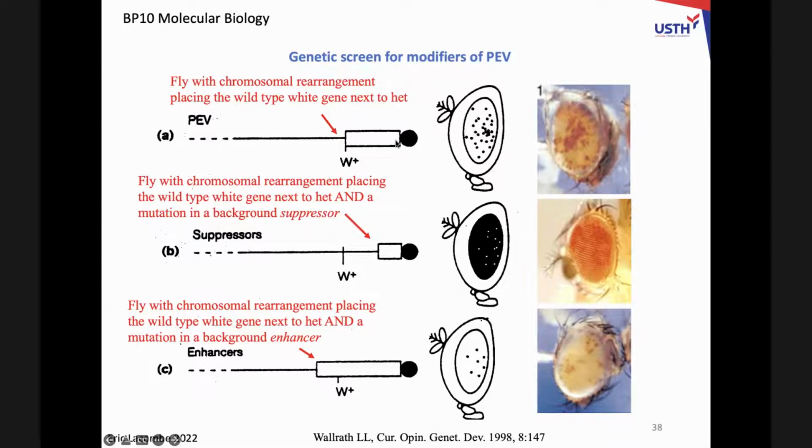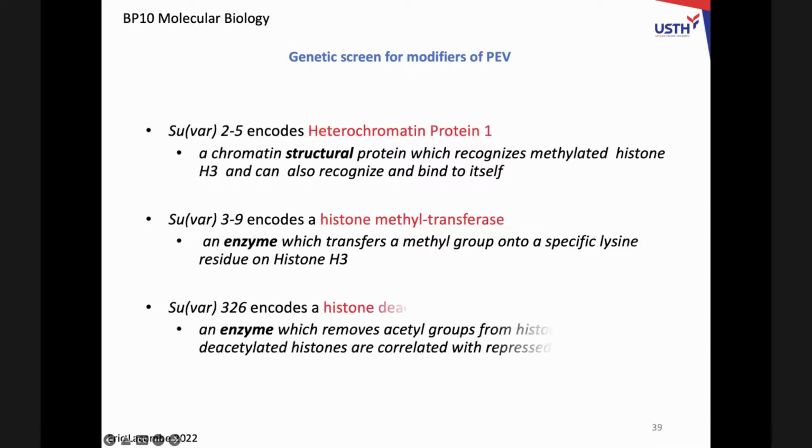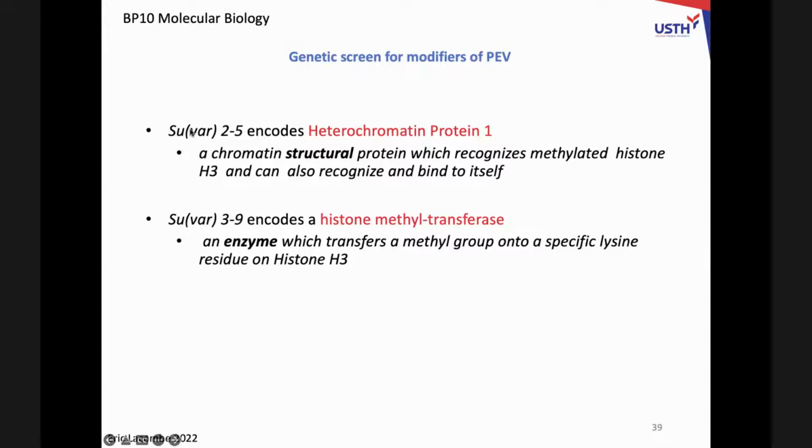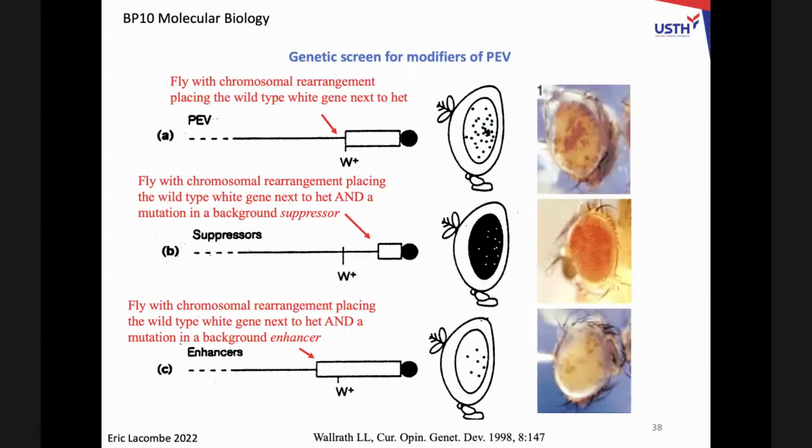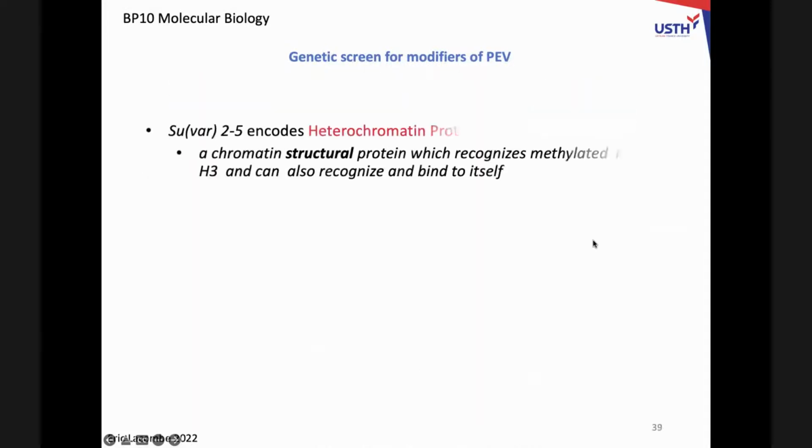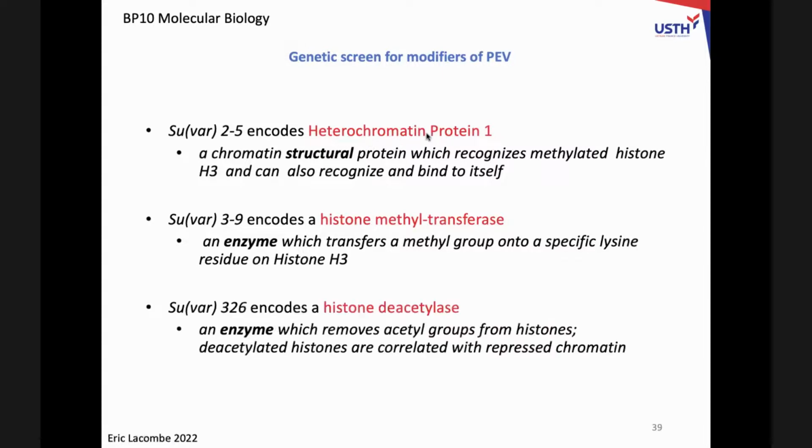And later on, the researchers isolated the genes that were mutated in this category of suppressors and in the category of enhancers. And guess what they found? For example, one of the suppressors is called suppressor of variegation. Don't pay attention to the name. One of the genes that they found here, responsible for this phenotype, was heterochromatin protein 1.